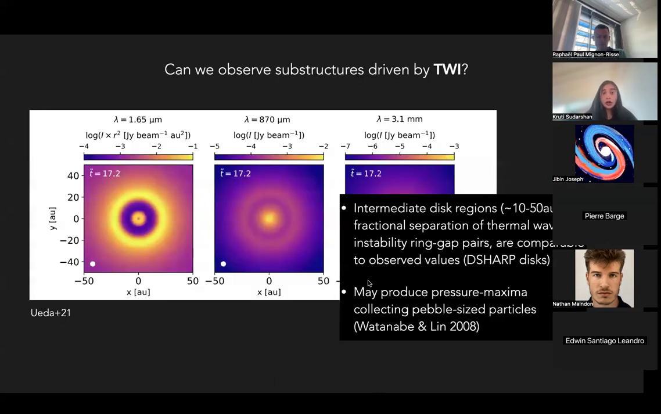And can we observe these kinds of substructures that are driven by the thermal wave instability? That is a question we'd like to ask. These 1D models predict that, in fact, we can get these ring and gap pairs in the intermediate disk regions, and the fractional separation of these ring and gap pairs is very comparable to the observed D-sharp ring gap pair values that I showed earlier. And they also say that we can drive signatures in the midplane.